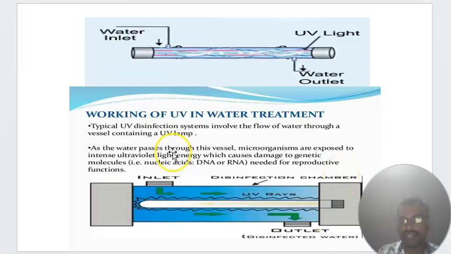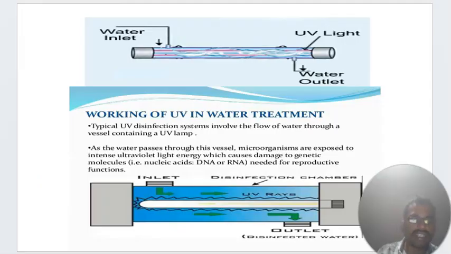So what happens when you expose the water to UV light? The UV light falls onto the bacteria and any biological living things, simply called microorganisms, that have genetic materials like DNA, RNA, and nucleotides. These can be destroyed and the organisms will be killed, as they can no longer carry out reproductive functions. This is the method we call UV water purification technology.